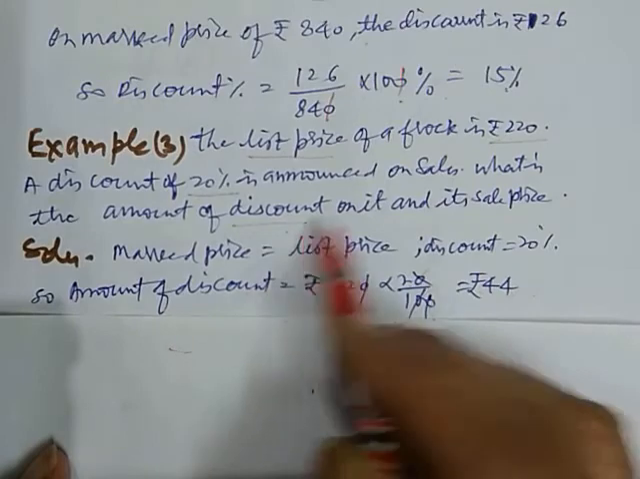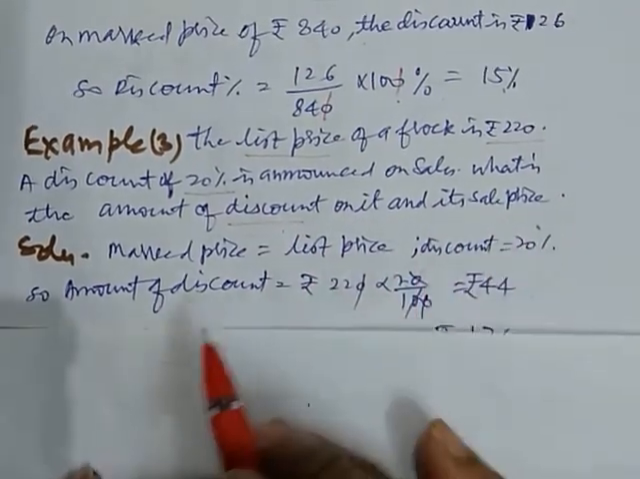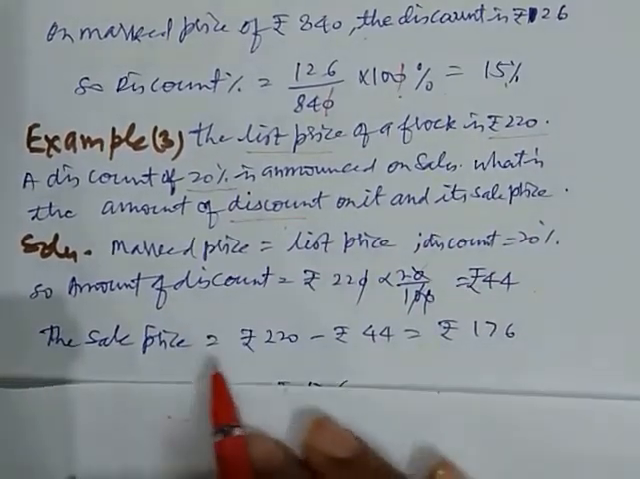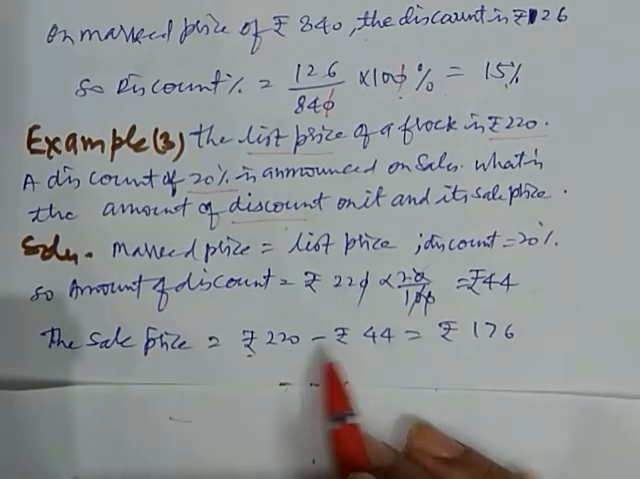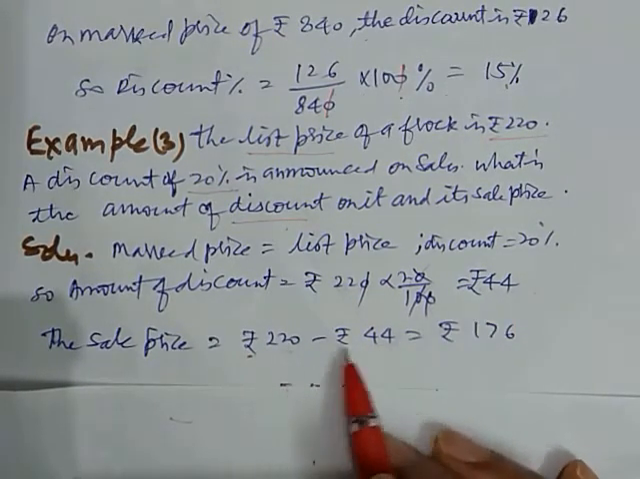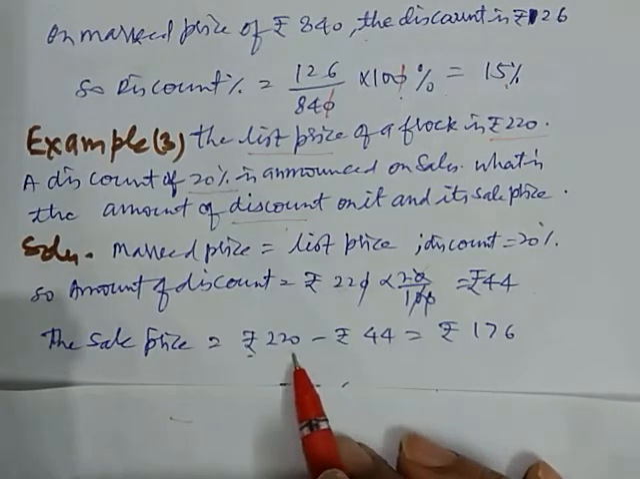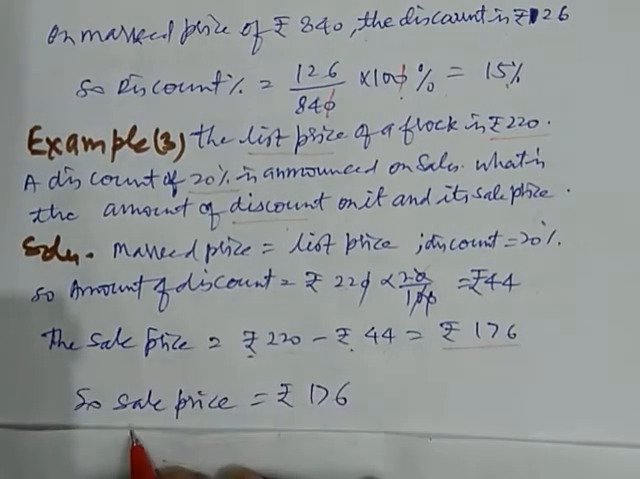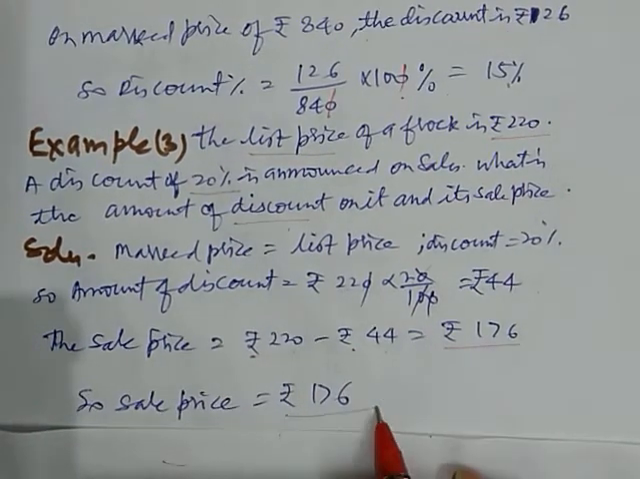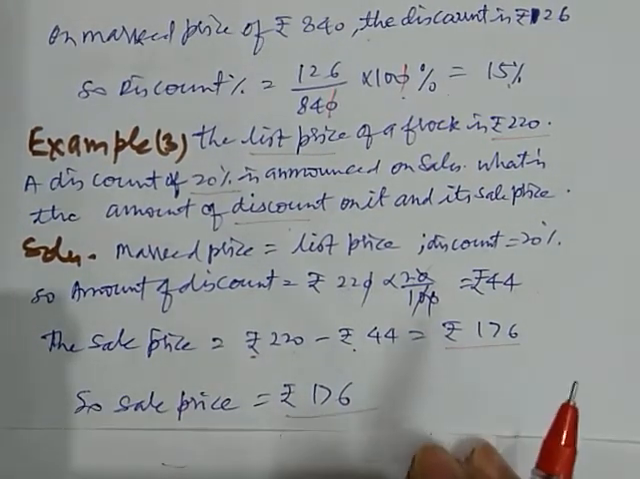We found this. Now we have to find the sale price. So the sale price is the list price minus this discount. So rupees 44 we deduct. So 220 minus rupees 44, we get rupees 176. So the sale price is rupees 176. So this way we solve the question.